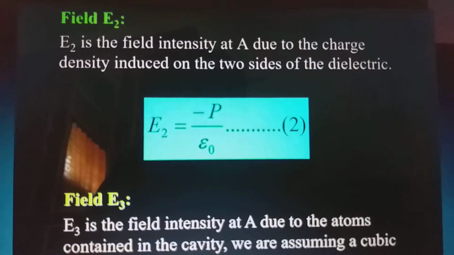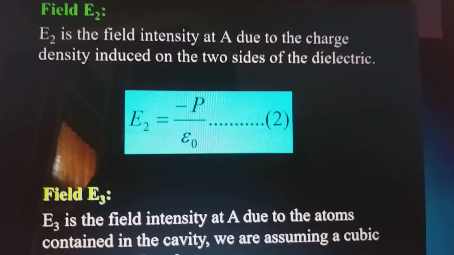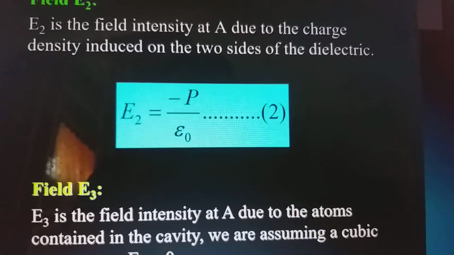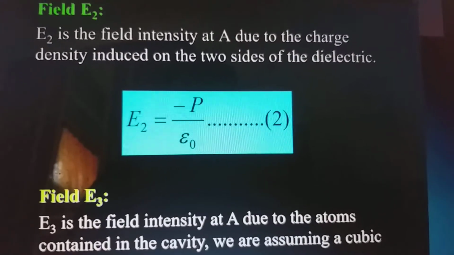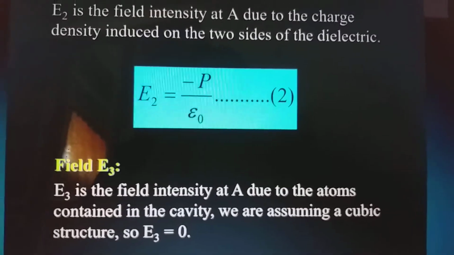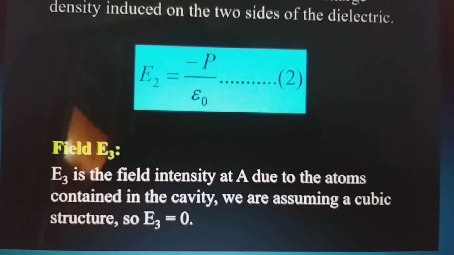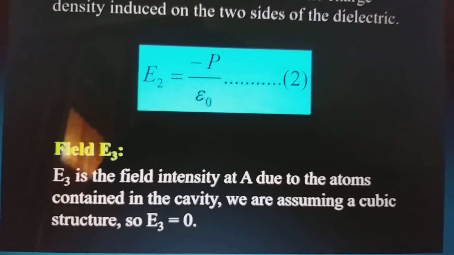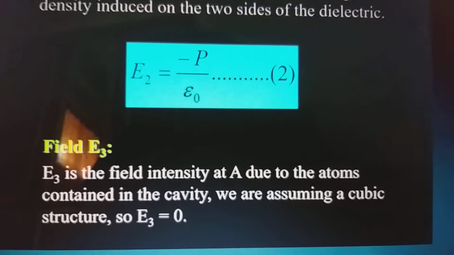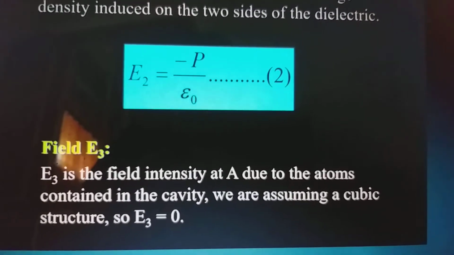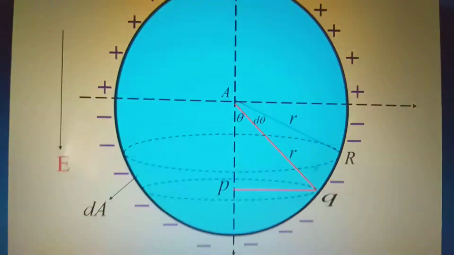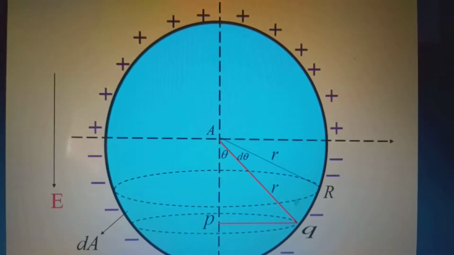E2 is the field intensity at A due to the charge density induced on the two sides of the dielectric. So E2 is equal to minus P by epsilon naught. This is equation number 2. Then E3. E3 is the field intensity at A due to the other atoms contained in the cavity. If we assume the cubic structure of the dielectric material, E3 is equal to 0. So this is the cavity.